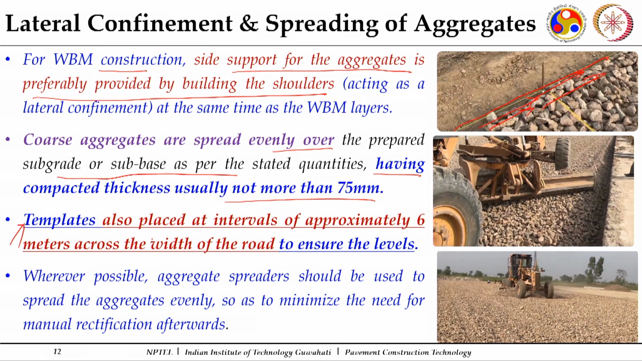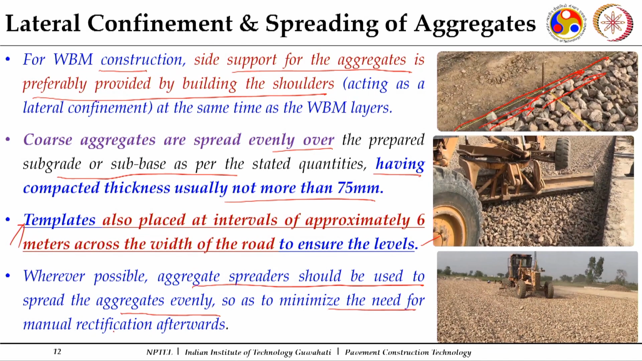So, I can put up some templates placed at intervals of say 6 meters across the width of the road to ensure some levels while spreading this material, so that the required thickness has been spread over it. Wherever possible, aggregate spreaders should be used. Nowadays, these are very common equipment available with many contractors. So, I always prefer to go for aggregate spreaders, so that they can spread aggregates evenly.